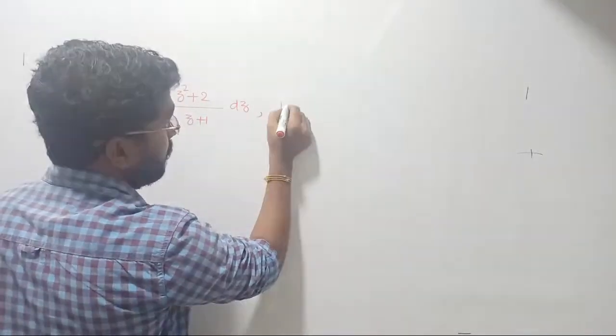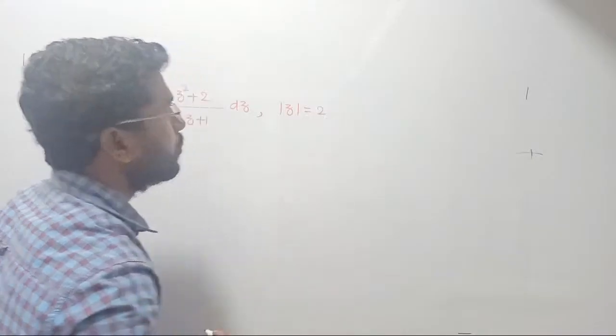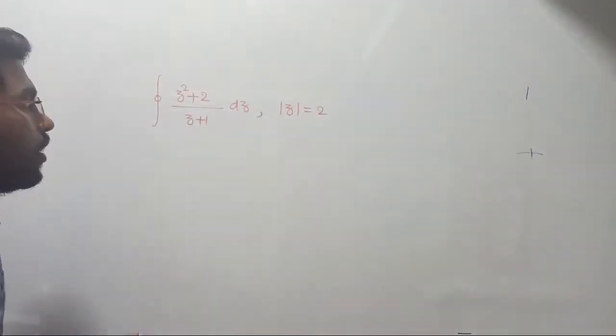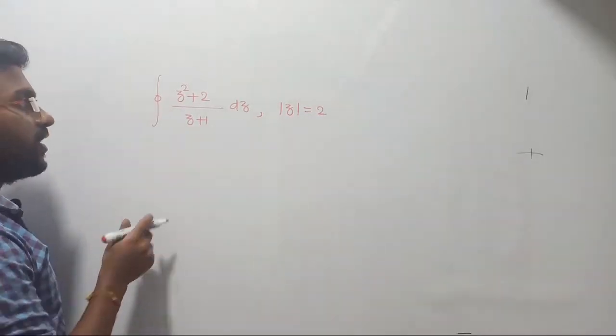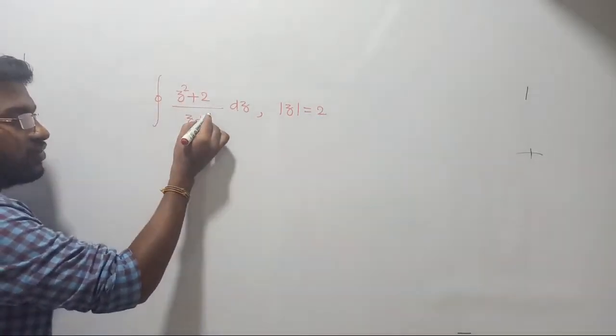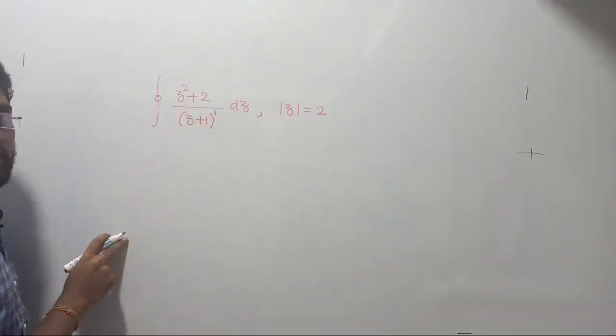And its region of convergence, mod z, is defined as, they said, mod z equal to 2. Now before proceeding further, you have to understand one thing. Just notice this one. In the power of this function, we have only 1.